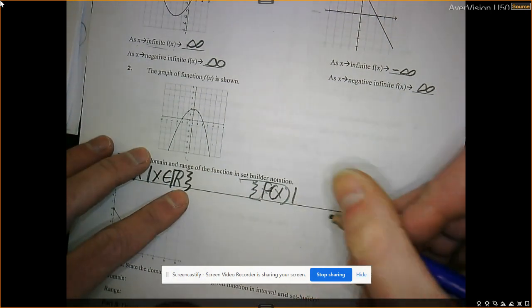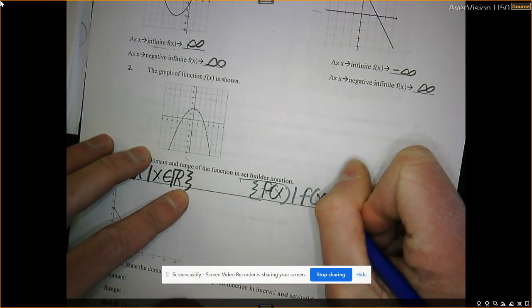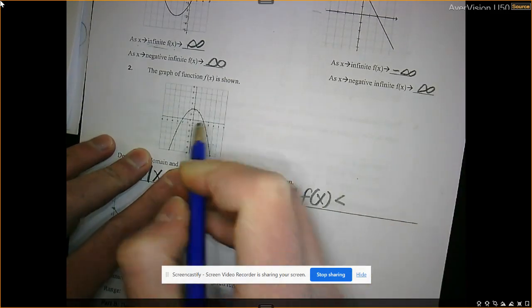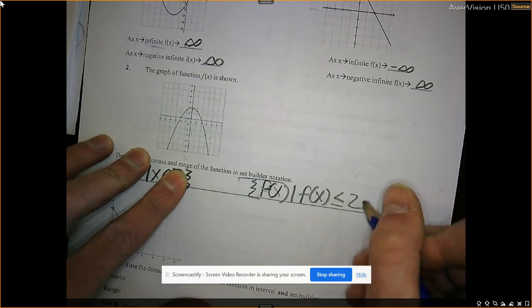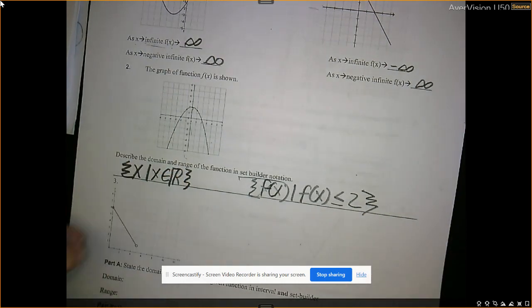So it's f of x such that f of x is always going to be less than, does it hit 2? Yeah, it does. So less than or equal to 2. That's going to be our range.